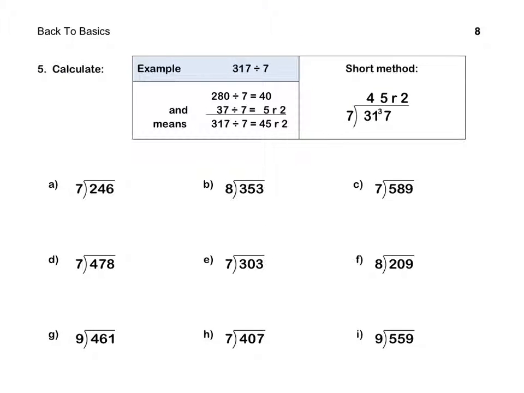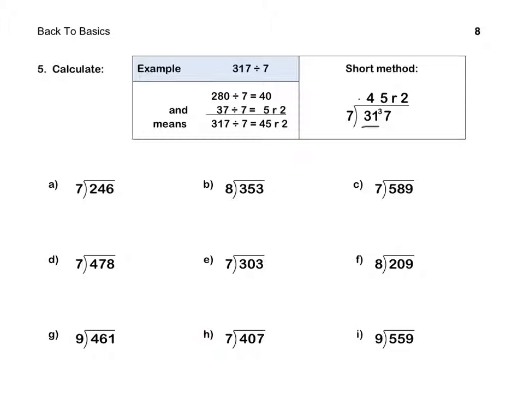Question 5. 7 can't fit into 3. 7 fits into 31 4 times, because 7 times 4 is 28, therefore the remainder is 3. 7 fits into 37 5 times, because 7 times 5 is 35, therefore the overall remainder is 2.